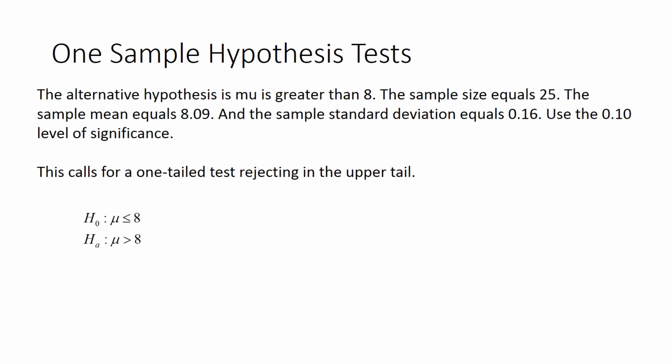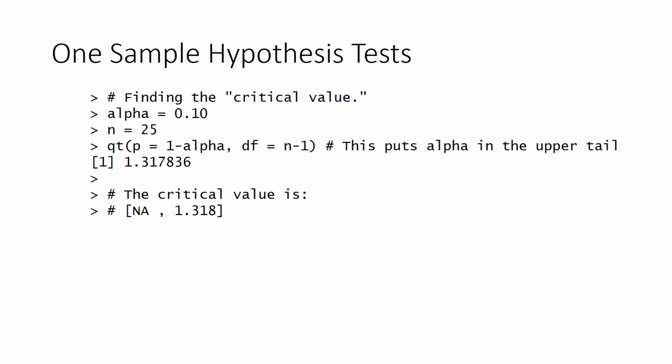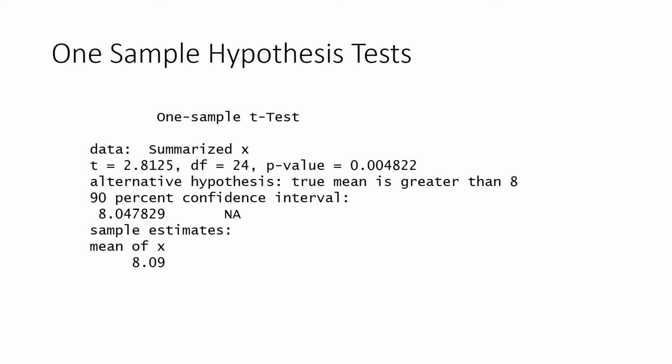The third example has an alternative hypothesis that mu is greater than 8. This is a one-tailed test rejecting in the upper tail. The critical value at alpha of 0.10 is t equals 1.318. The calculated value of the test statistic equals 2.31, and the p-value is 0.0048. The p-value in this problem is the area under a t-distribution with 24 degrees of freedom that is greater than the calculated value of the test statistic. The confidence interval suggests that mu may be greater than 8.05 rounded. We reject the null that mu is less than or equal to 8.